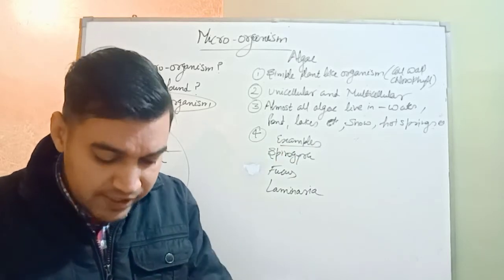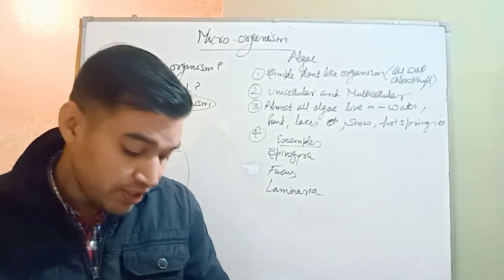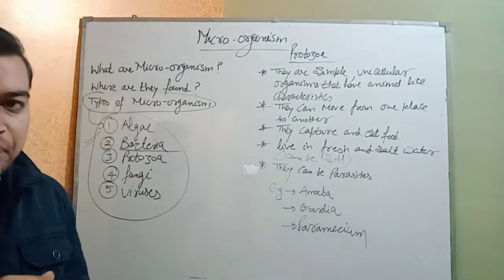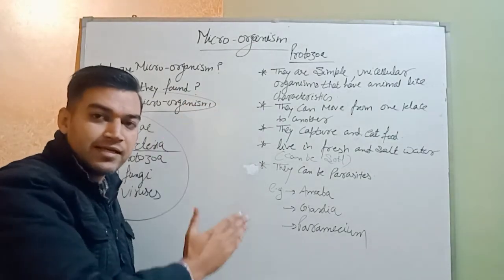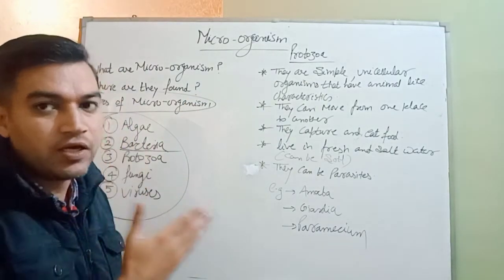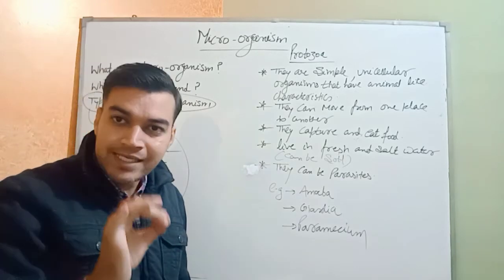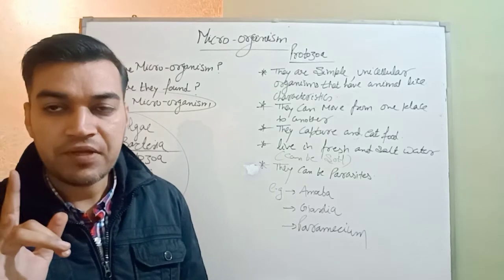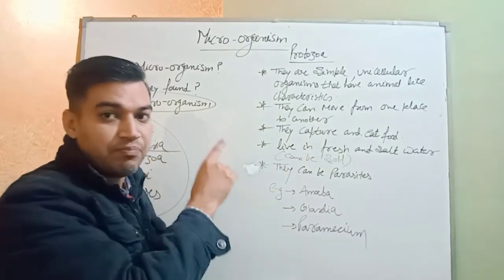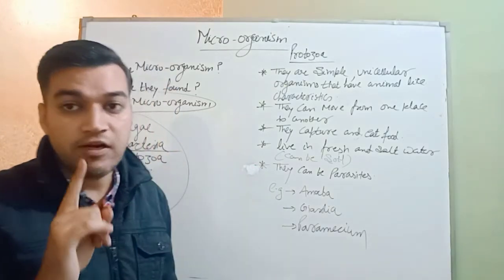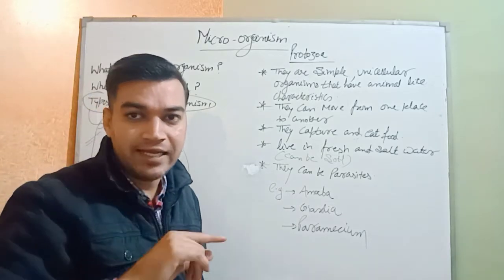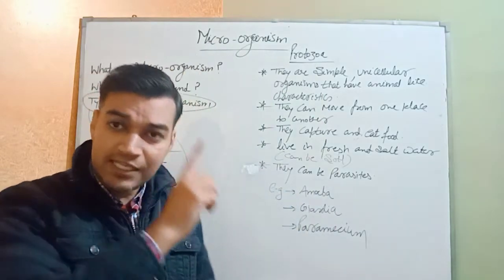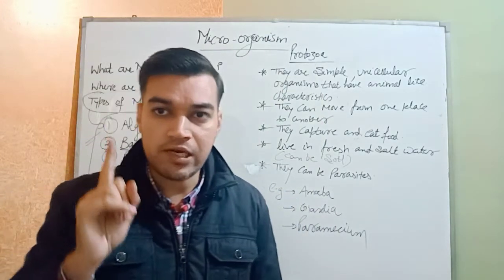Okay, so the next organism is protozoa, and these are some basic characteristics and features of this microorganism. This organism is again simple like bacteria and algae, and this protozoa is unicellular, not multicellular like algae. Algae can be unicellular or multicellular, but protozoa is only unicellular.